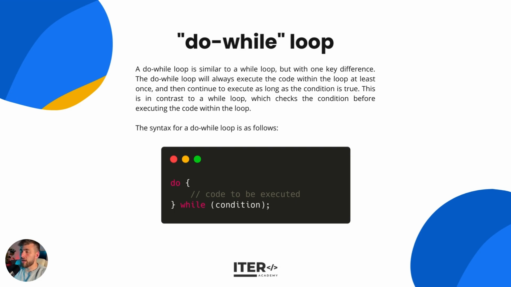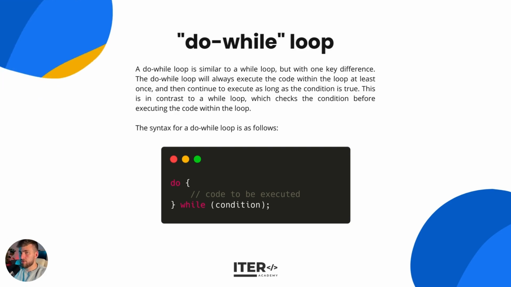The syntax for a do-while loop is as follows. You can see it in the example. Do, after that the code that will be executed, after that while goes, and the condition in parentheses. The code within the curly braces will always be executed at least once, and then the condition will be evaluated. If the condition is true, the code within the loop will continue to execute. If the condition is false, the loop will exit.